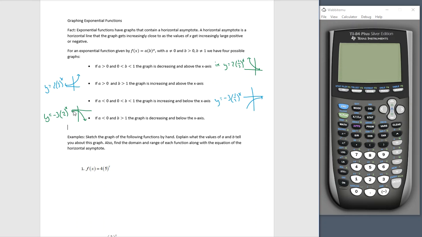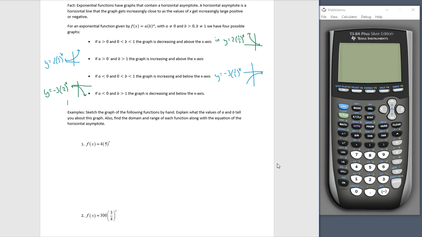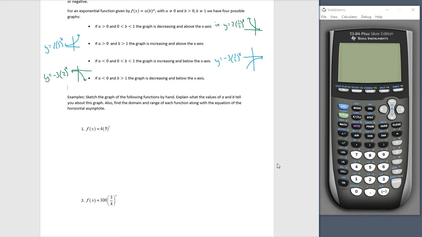So we could shift them right and left. We could shift them up and down. We could stretch them. We could shrink them. We could do all those things. But essentially, we have only these four graphs. And for that reason, I'm going to show you four examples.